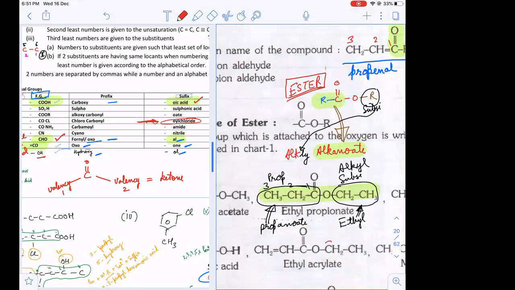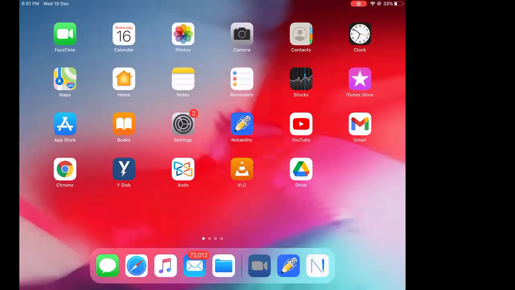Sir, Nikhil again got disconnected. Oh, what seems to be the issue with Nikhil today? Sir, power cut, he says. My God, how come his house is experiencing so many power cuts?